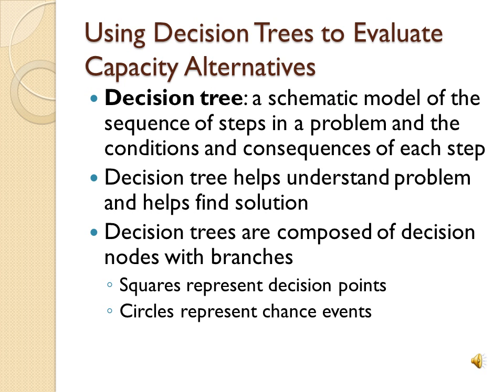The next topic that we're going to look at is using decision trees to evaluate capacity alternatives. A convenient way to lay out the steps of a capacity problem is through the use of decision trees. A decision tree is a schematic model of the sequence of steps in a problem and the conditions and consequences of each step. Decision trees are composed of decision nodes and branches to and from them.